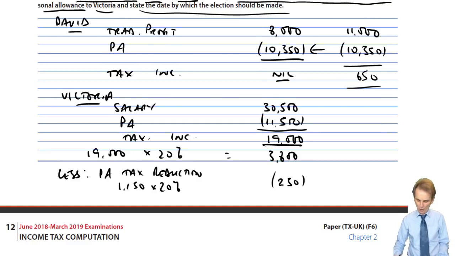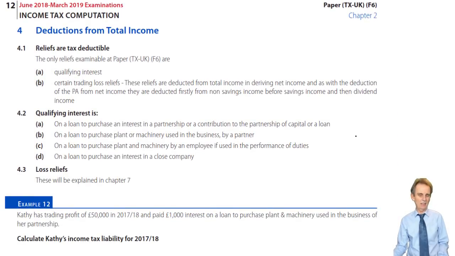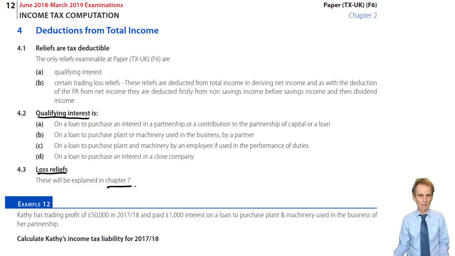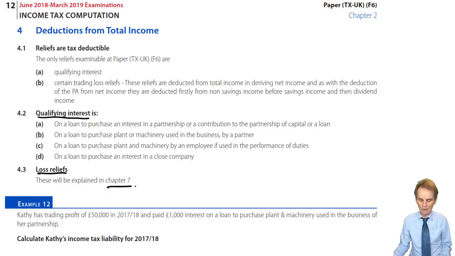Before then, we will move on from our personal allowance to not something often seen, to be fair, on the income tax computation, but there are sometimes deductions from total income to be deducted in deriving net income. And those are either of two things: qualifying interest, or, as we'll see in Chapter 7, loss reliefs. Again, if you just pause at this particular point in time, check through the answer to that previous example 11 there, and then join me again for us to quickly deal with the deductions from total income.